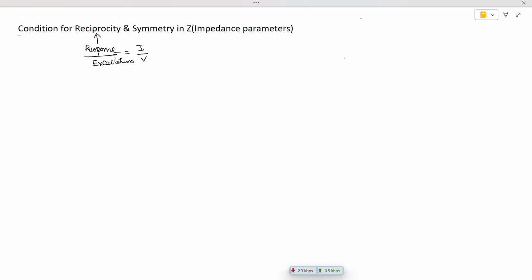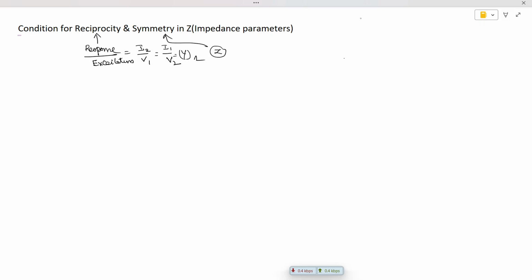So we will find the output current to the input voltage, and again we will find the input current to the output voltage excitation. So this is nothing but output current to the input voltage, or input current to the output voltage. When you reciprocate the voltage source at the input side and output side, the ratio of admittance remains the same. In the case of symmetry also, we will short circuit and open circuit the terminals and find out the impedance. Let's try to see how to get it.